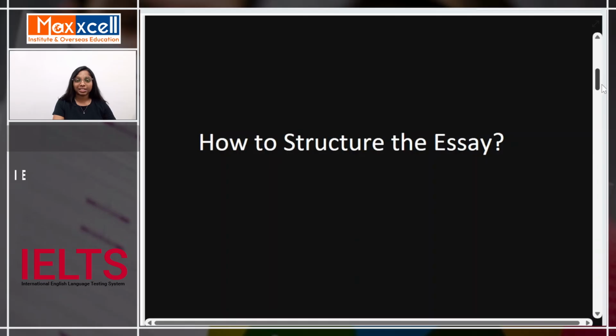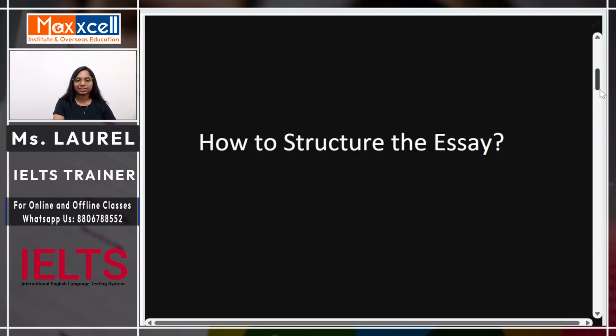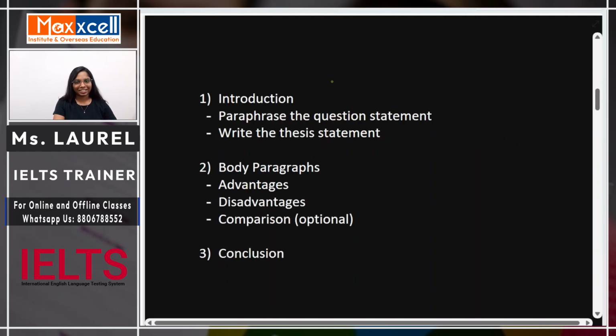Today we will be discussing the advantages, disadvantages essay. Without further ado, let's begin. First, let us understand how to structure this type of essay. Like any other essay, there should be an introduction, and then we have to paraphrase a statement under the introduction, and we have also got to write the thesis statement.